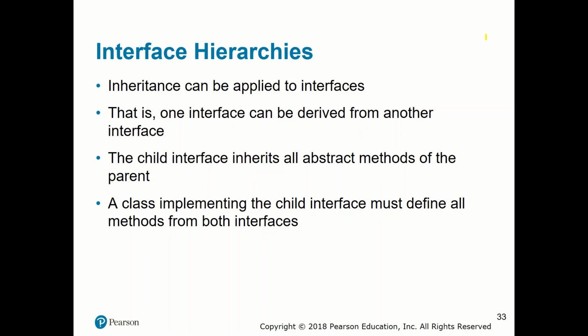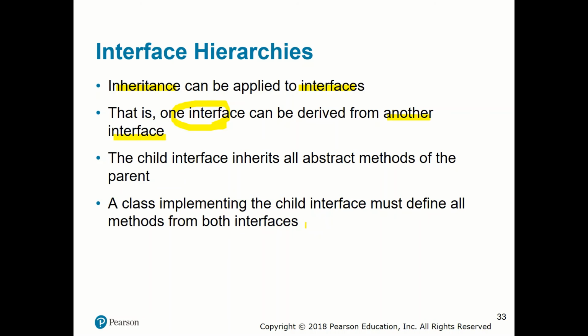Because interfaces can inherit from interfaces, there is a hierarchy in interfaces. Inheritance can be applied to interfaces. That is, one interface can be derived from another interface. So one interface is the parent, and the other interface is the child. The child interface inherits all abstract methods of the parent. A class implementing the child interface must define all methods from both interfaces.